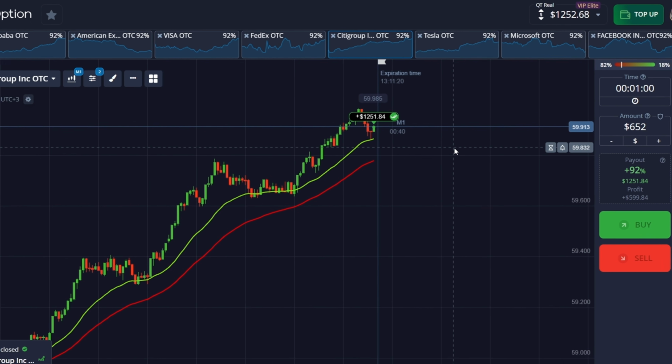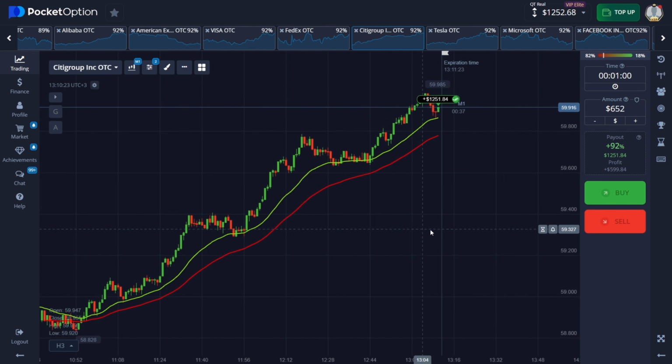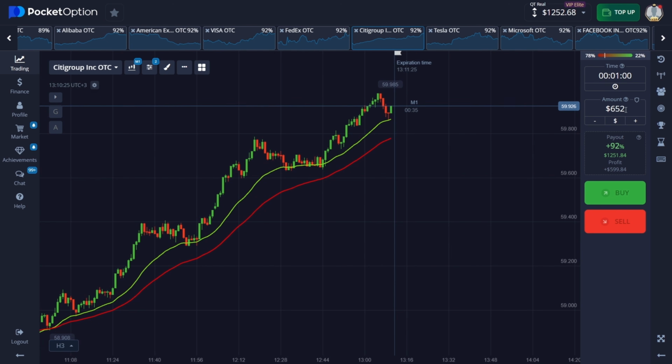Okay, only a few seconds left, and it's a win. We won our last trade of the compounding session, and now my balance has turned into $1,252, starting from just $7.